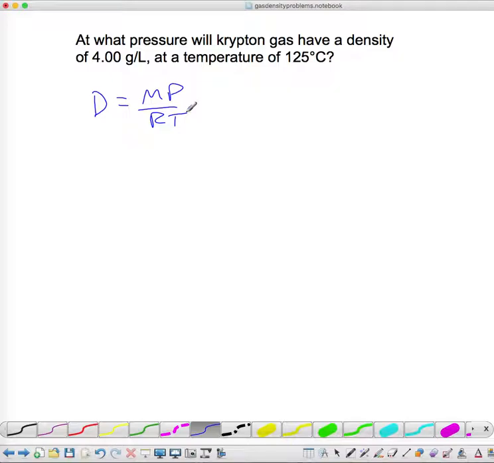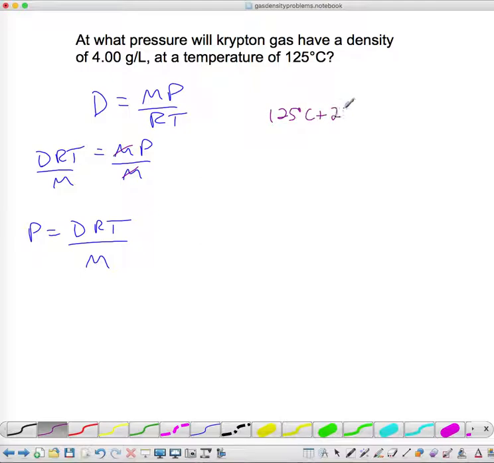Since I'm trying to find pressure, I'm going to cross multiply, and I get density times RT equals molar mass times pressure. And then to get pressure by itself, I'll divide both sides by molar mass. And that gives me my rearranged expression. Pressure equals density times RT over molar mass. Since I'm given temperature in degrees Celsius, I'll need to convert that into Kelvin. So I'll do 125 degrees Celsius plus 273 gives me a temperature of 398 Kelvin. And now I can plug in.